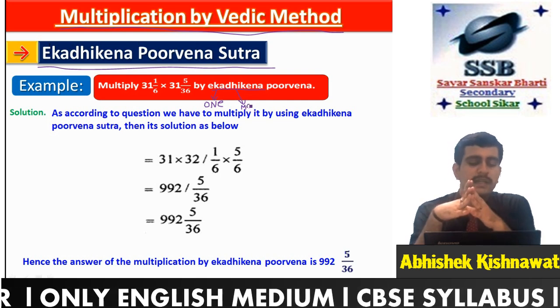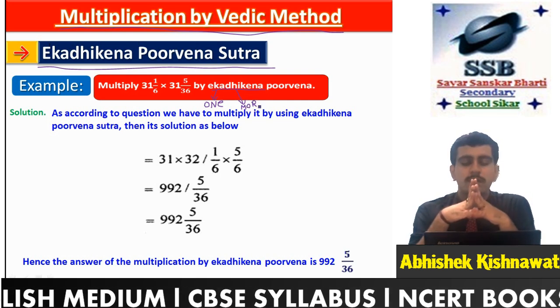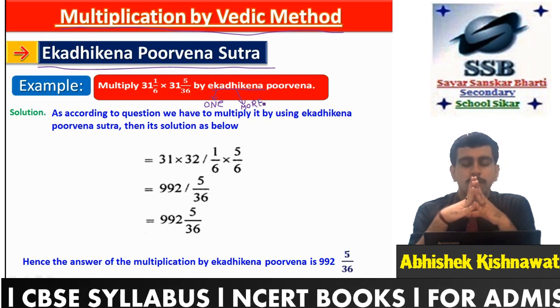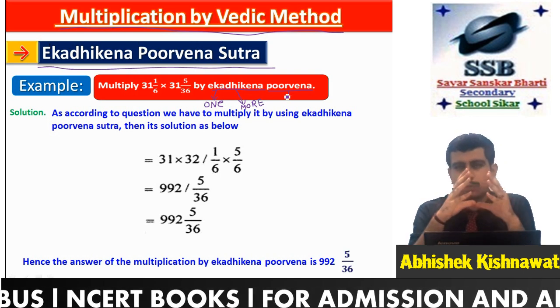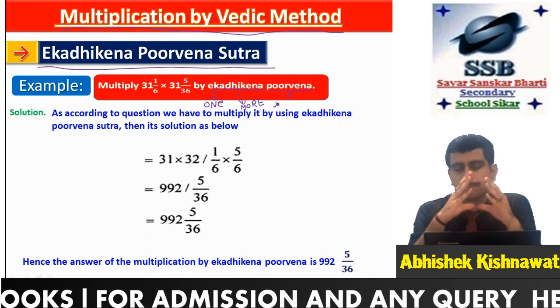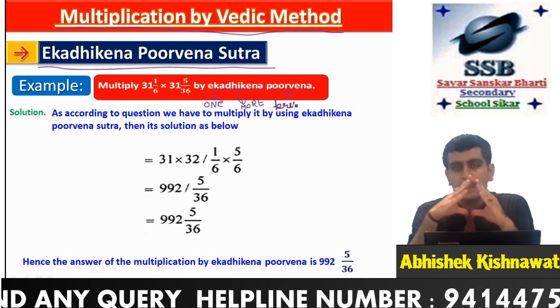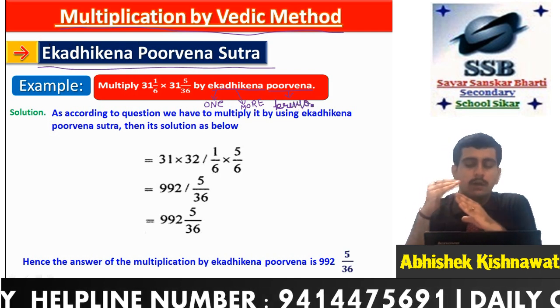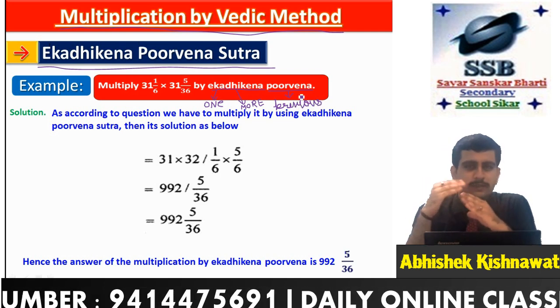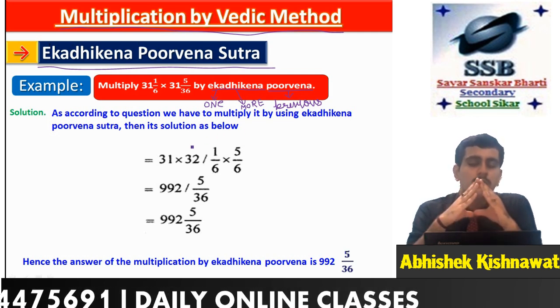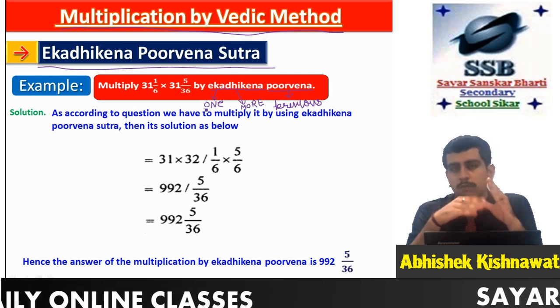The example is: multiply 31 1/6 into 31 5/36 by Ekadhikena Purvena. Now what does it say? It says that we have to multiply these numbers with the help of the Ekadhikena Purvena method. Now what is the Ekadhikena Purvena method? We understand it when we pronounce it.